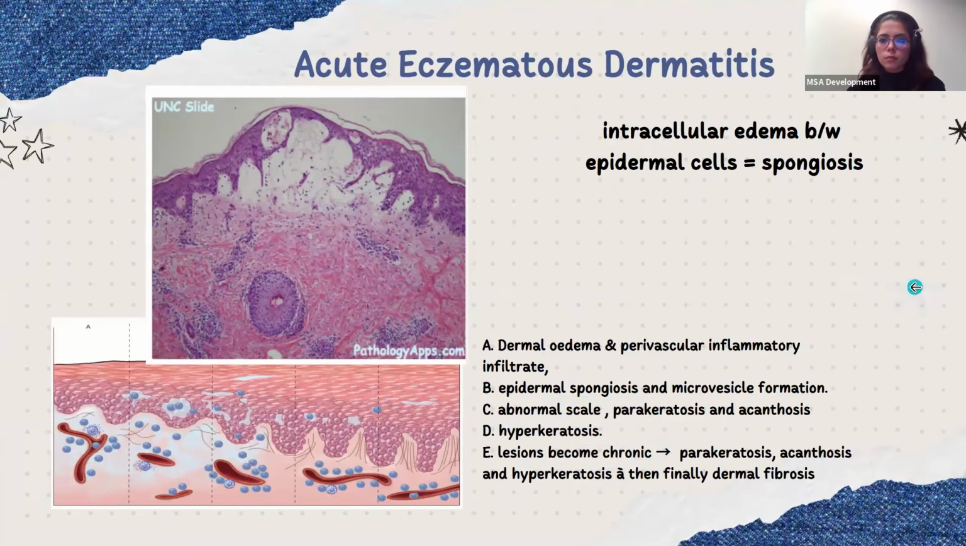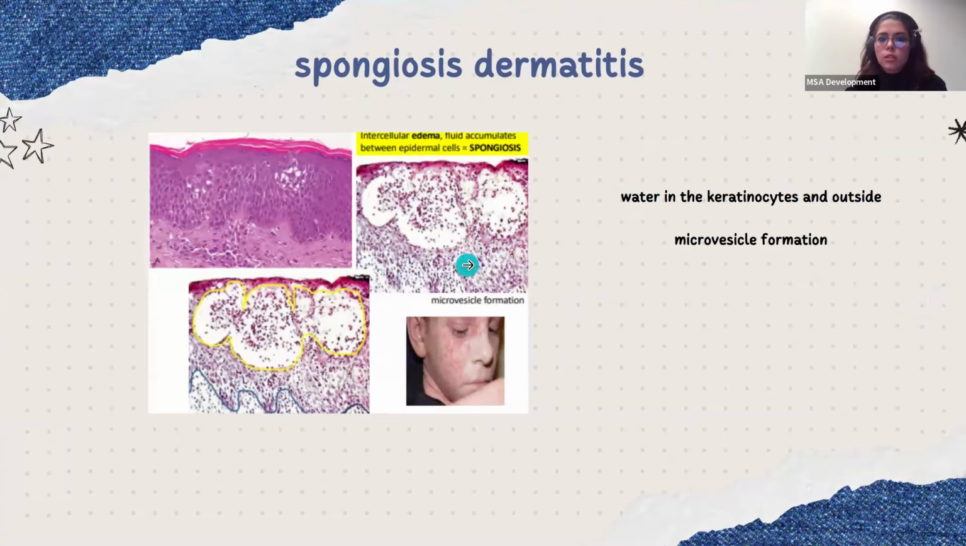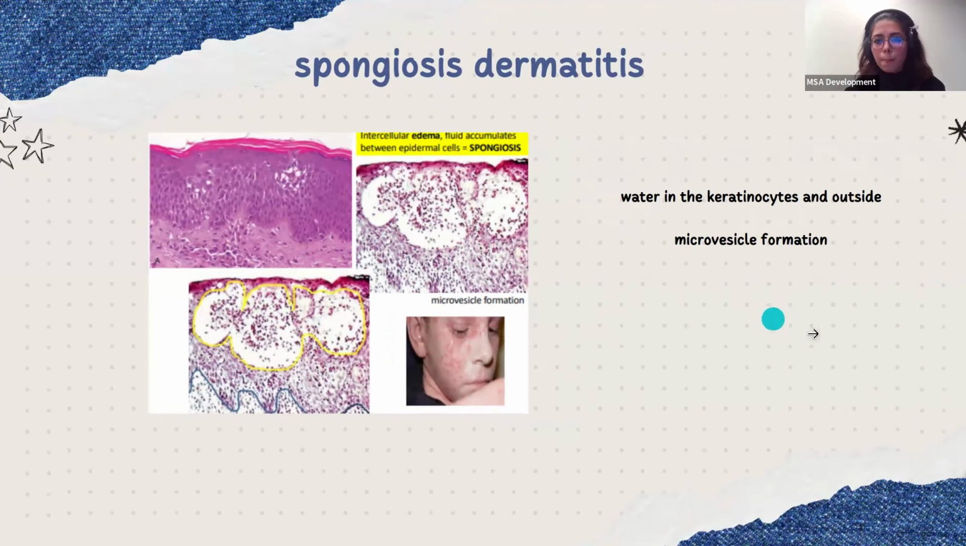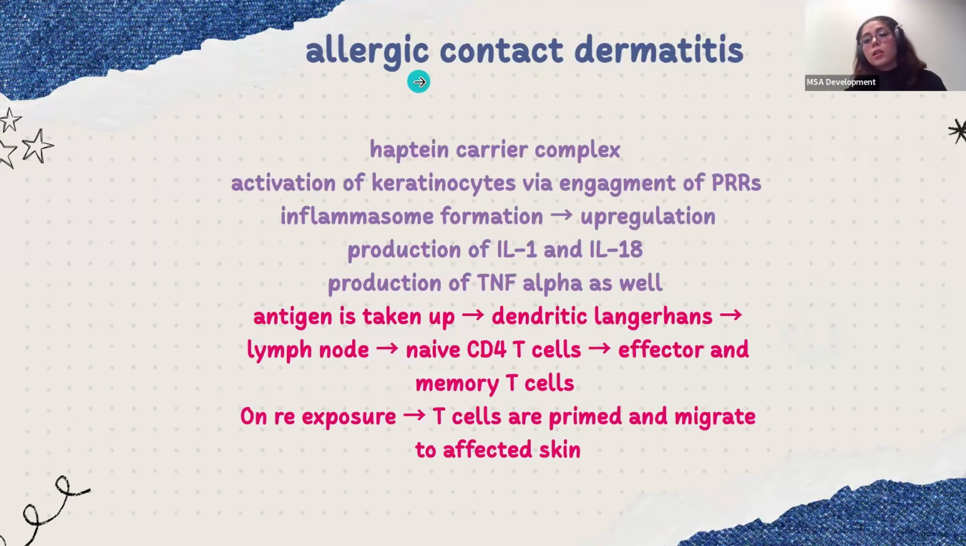There's spongiotic dermatitis, which is the same thing, just a different name. Water is in the keratinocytes themselves and outside them, and there's microvesicle formation. You can see a tiny vesicle being produced over here. This is the outline. Now, allergic contact dermatitis is an allergic reaction.